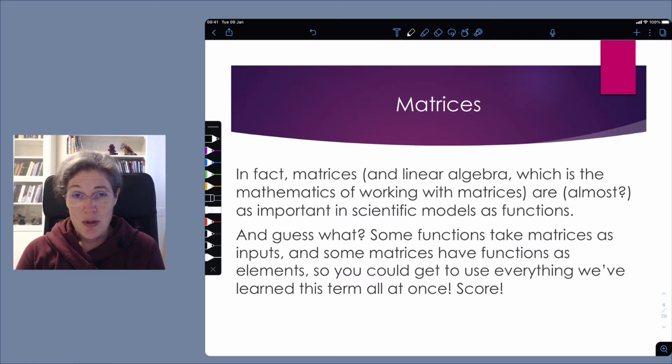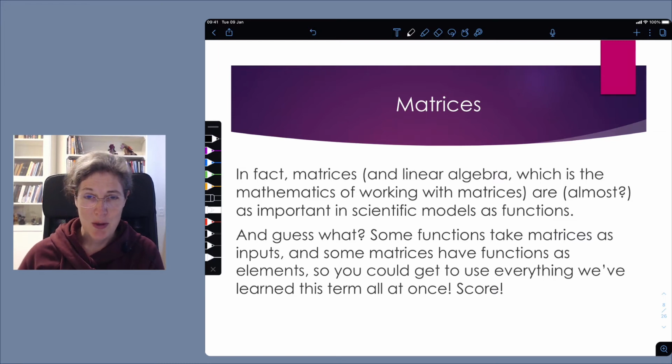So all of that is to say that matrices are really important, and I would say in comparison with functions, they're almost as important when it comes to modeling as functions. And although we won't look at this in this course, you can actually have functions which take matrices as inputs, and you have some matrices whose entries are actually functions. So in fact, you can have functions and matrices all playing happily together. So nothing we do this semester is ever going to be lost. You can always put it together.